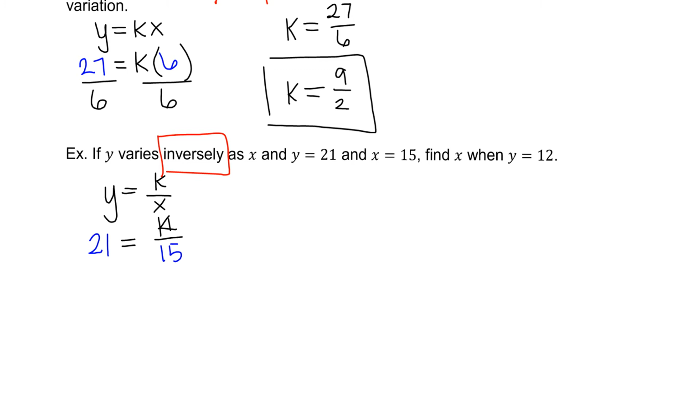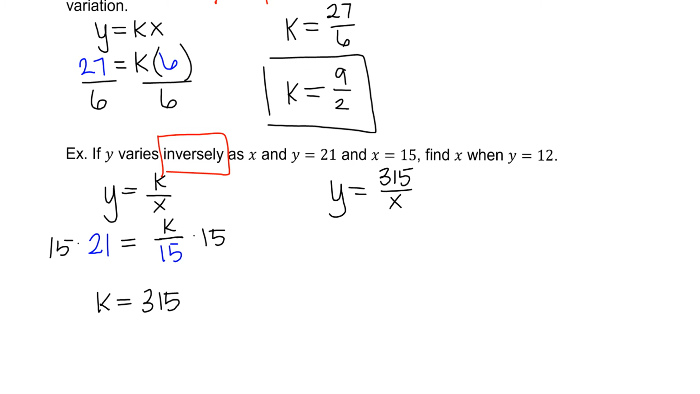Now in order to solve for k, we have to get rid of that 15. So we're going to multiply both sides by 15. So we get that k equals 315. So now that I know k, I can go ahead and rewrite my inverse equation with my known value of k. So I can write it as y equals 315 over x.